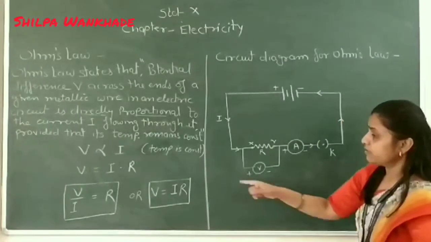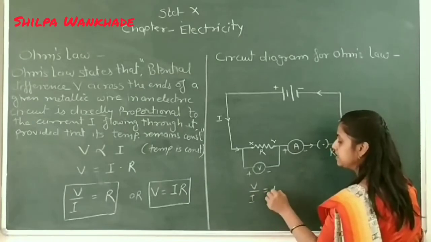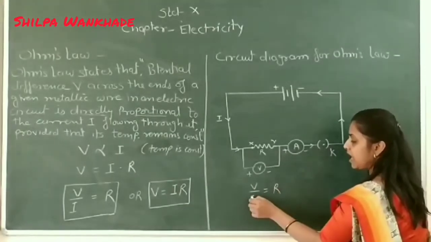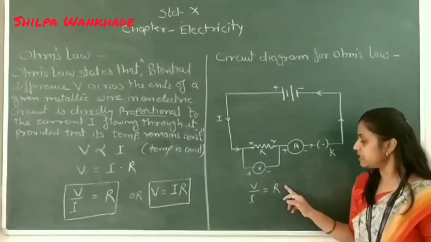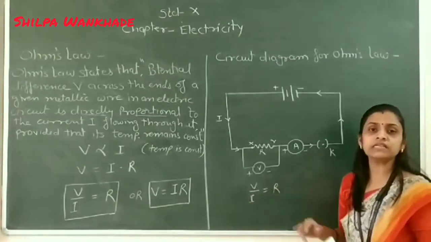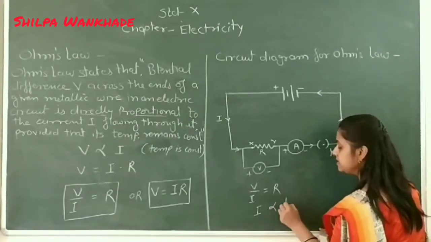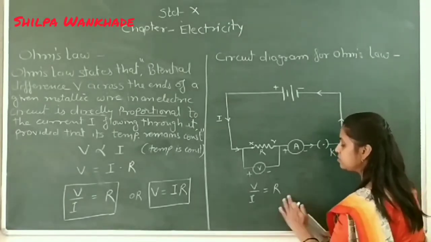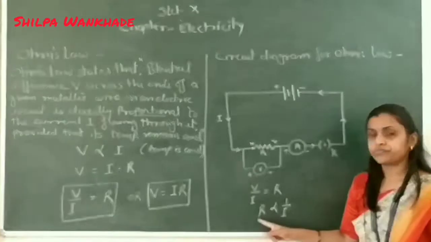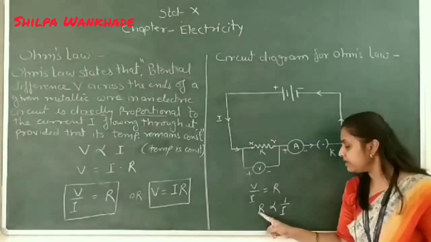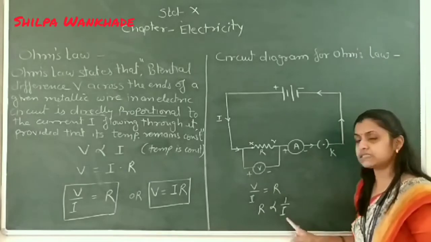Now, we see there is a formula V by I is equal to R. Meaning R is in the numerator and I is in the denominator. So from this relation we can say that R is inversely proportional to I. Means what is the relation between resistance and current? There is an inverse relation between resistance and current.